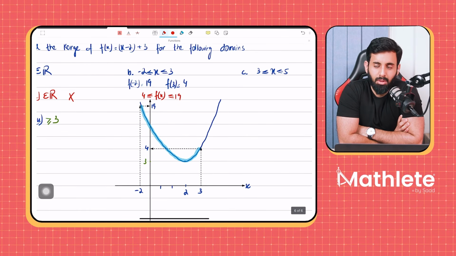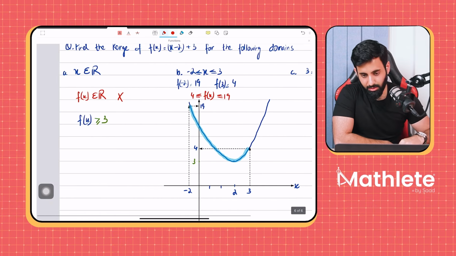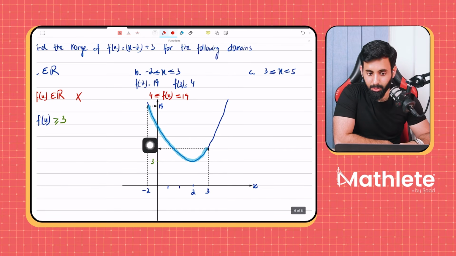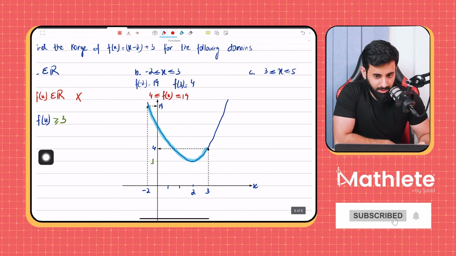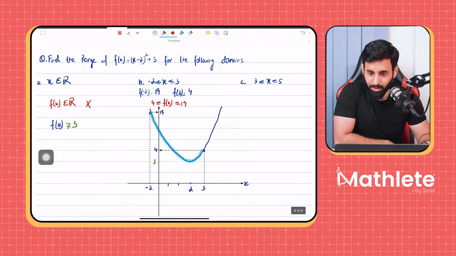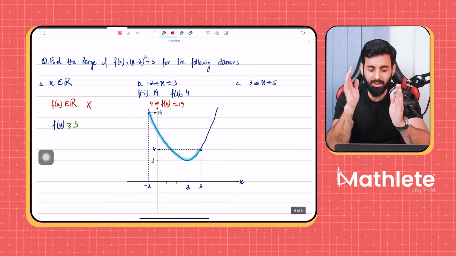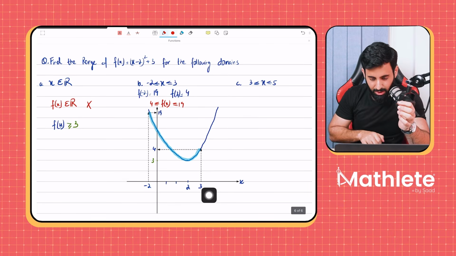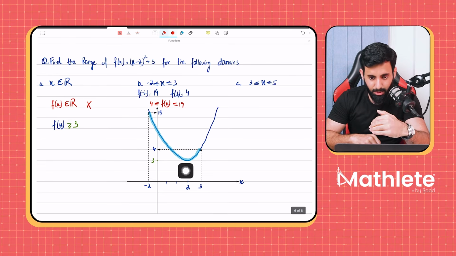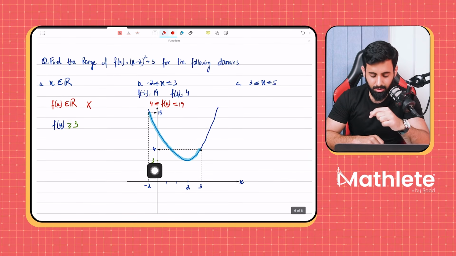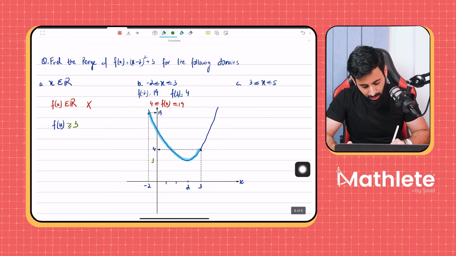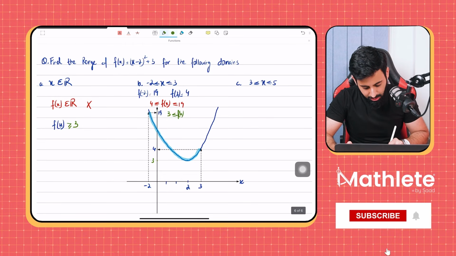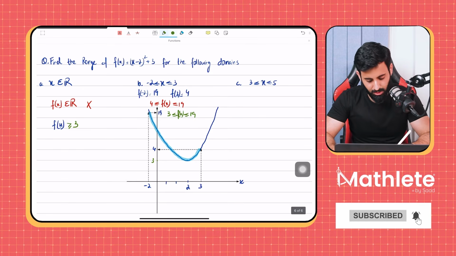Okay, no, that's not true. You're right, it's not true. But the question is, why is it not true? Yes, that is the correct explanation. That's because the turning point is there, so it's lowest. In between minus 2 and 3, the curve goes further below and goes to 3. So the correct answer will be f of x is greater than or equal to 3, less than or equal to 19.